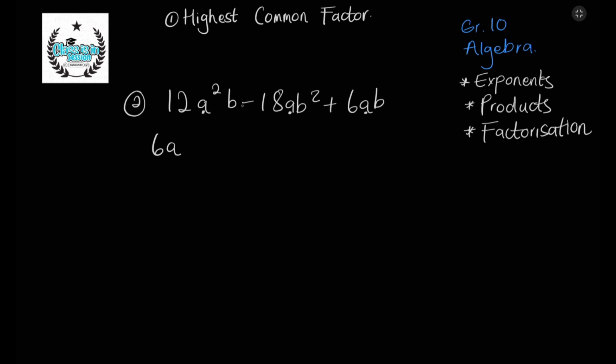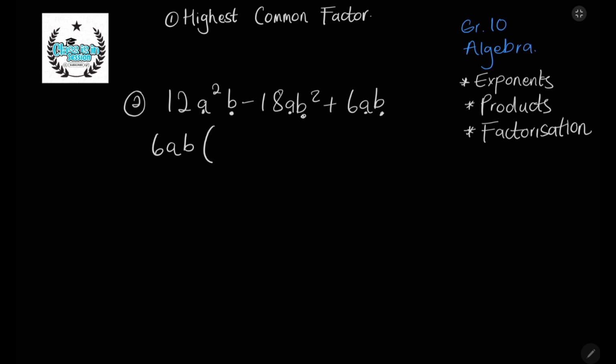Now let's move to b. We have b, b squared, and b. We have b in all three terms, therefore b is common. However, the one that has the lowest power is b to the power 1, so it's just b. Open your bracket. Now let's divide each term with 6ab.